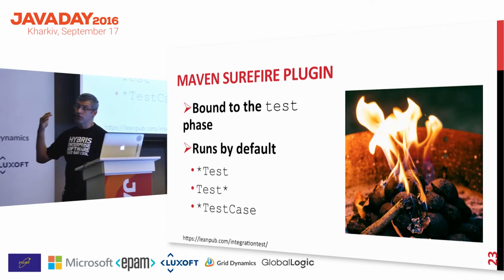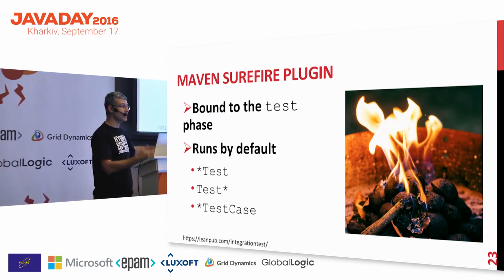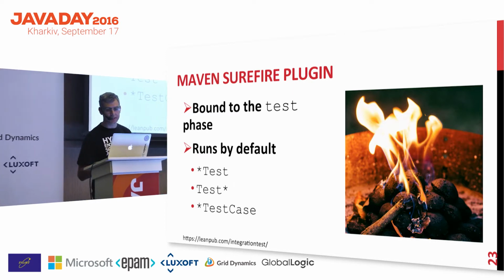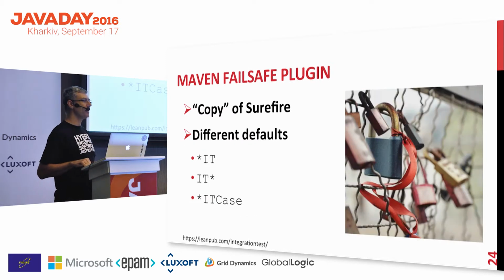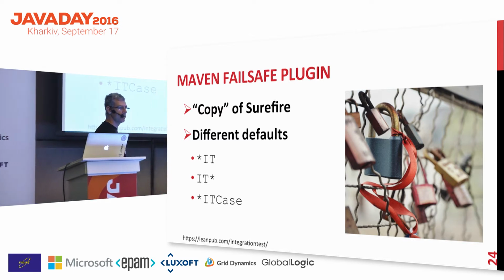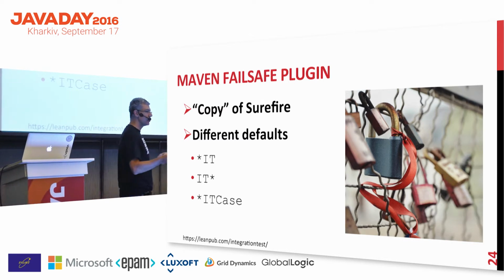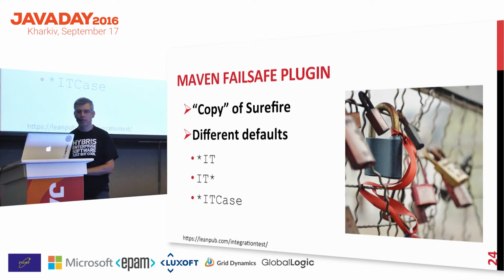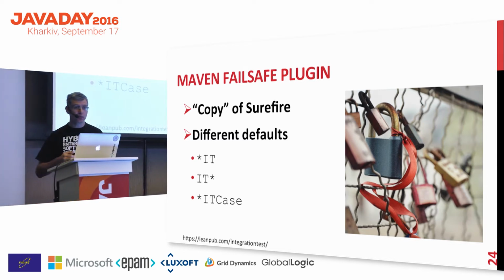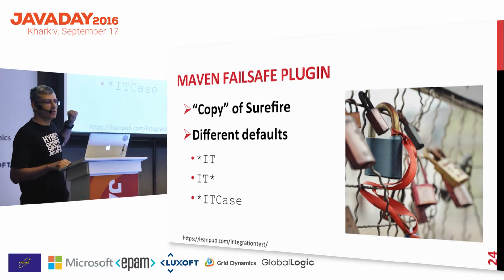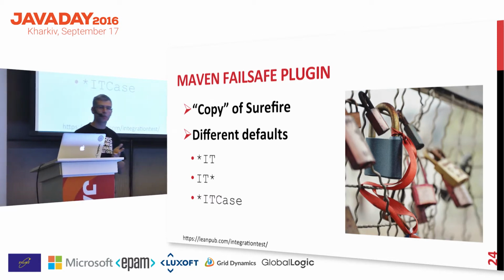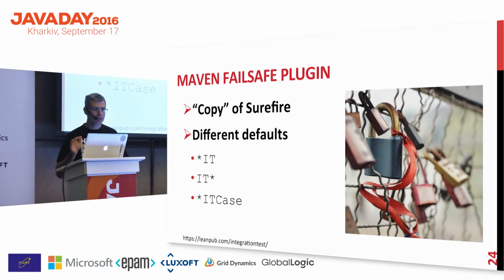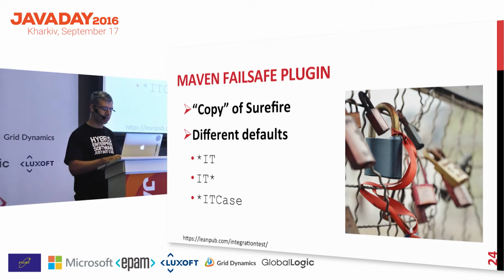This is Surefire, and Surefire is implicitly bound to the test phase. By default, it will run any test whose name starts with Test, ends with Test, or ends with TestCase. And the guy who created the other plugin, called Failsafe, just copy-pasted Surefire and provided another nice name. By default, Failsafe does the same, but with test classes ending with IT, starting with IT, or ending with ITCase. So this is really copy-paste, do the same.